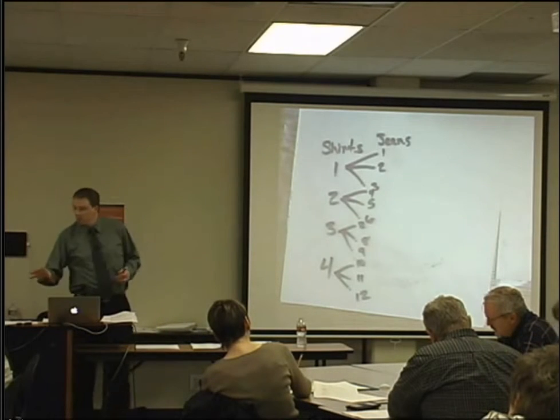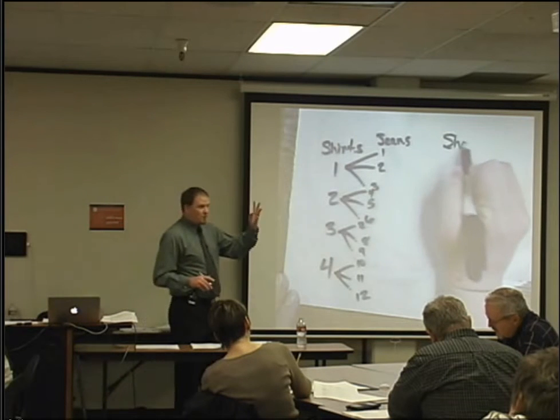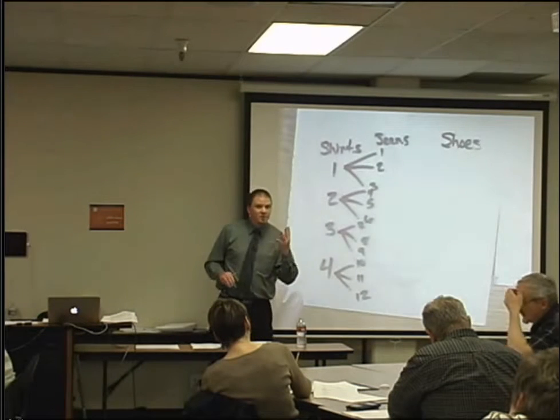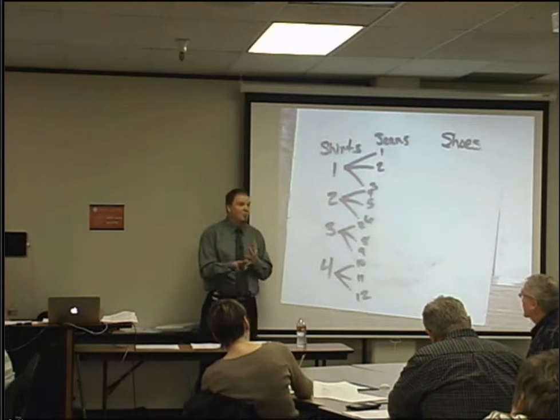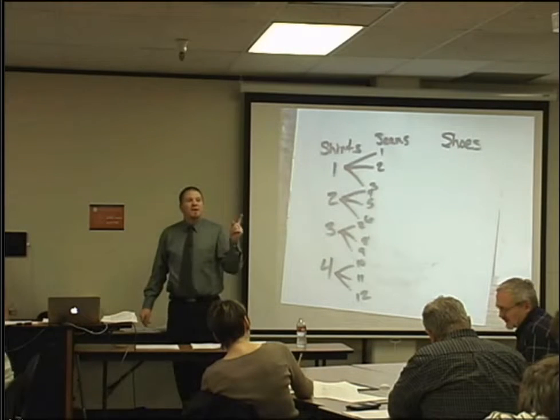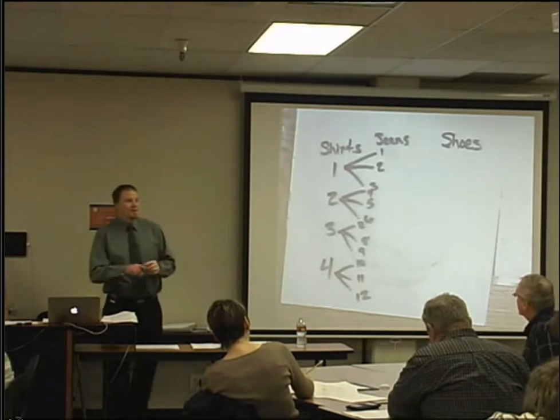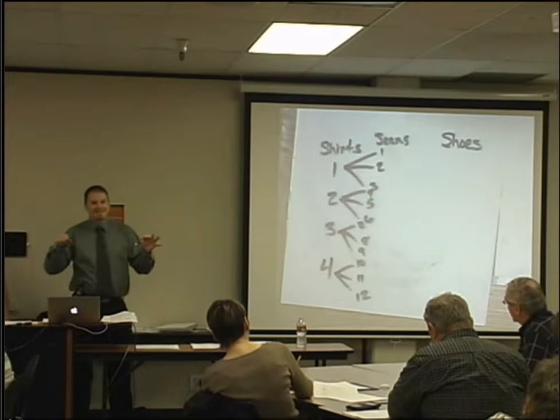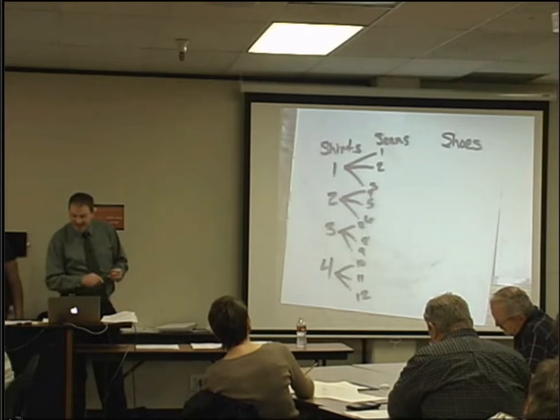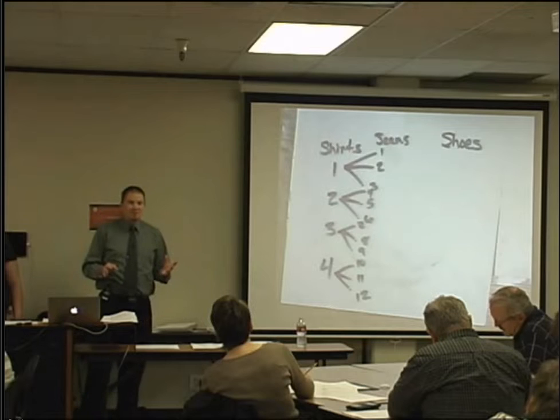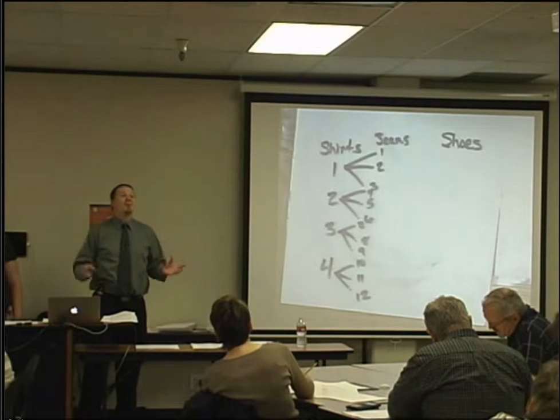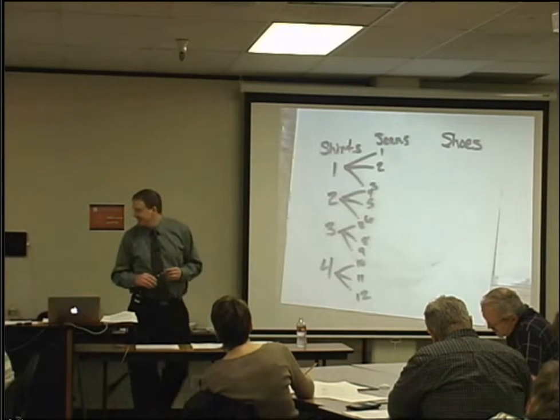Okay, so 4 shirts. And for each one of those 4 shirts, she's got 3 pair of pants. So 3 more options. Now, for each one of those shirt, pants options, she has 8 more options with shoes. Oh my goodness, I need a bigger piece of paper.